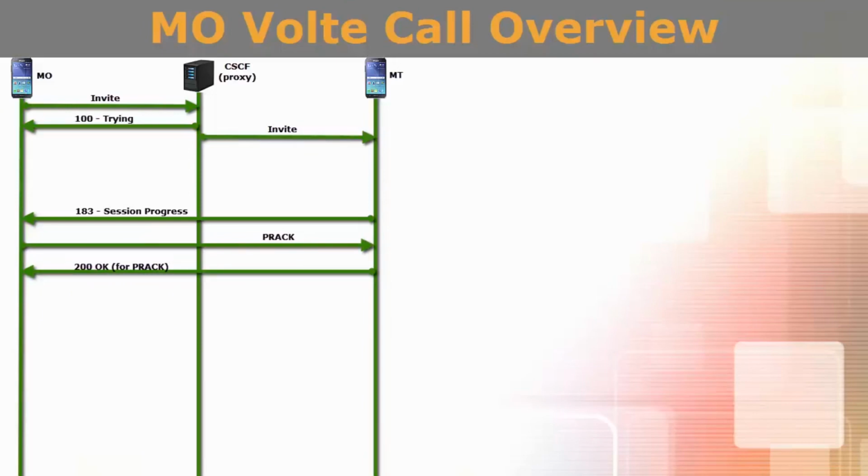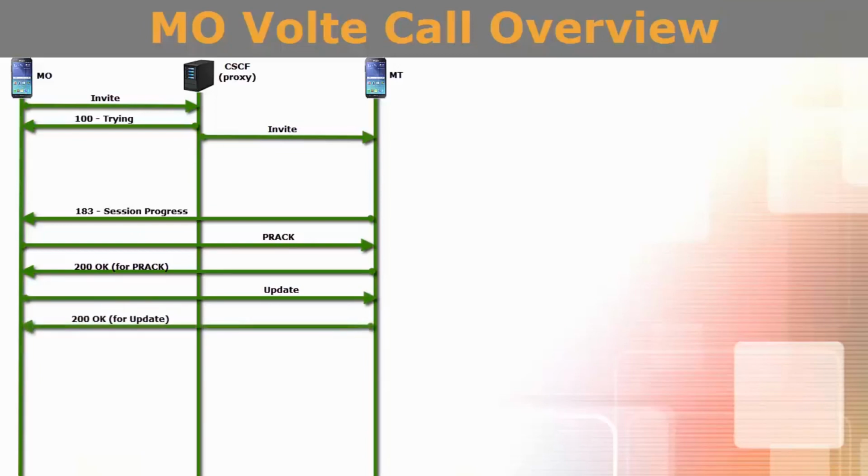Once originating UE finishes reserving resources at its end, it sends an update message to terminating UE. Terminating UE returns a 200 OK response for the update message, indicating that all the preconditions for the session have been met. At this point, terminating UE starts alerting user by ringing the mobile. Terminating UE sends 180 ringing message to the originating UE to tell that it has started ringing the mobile.